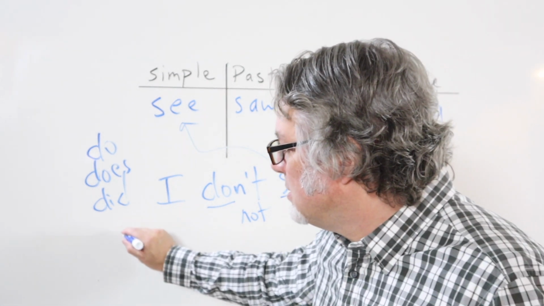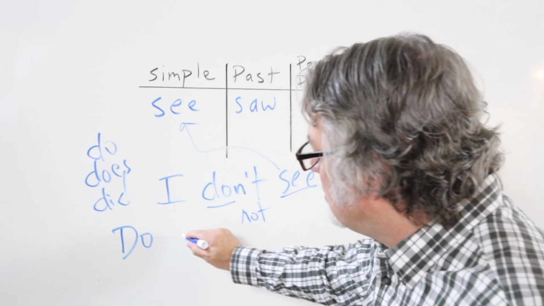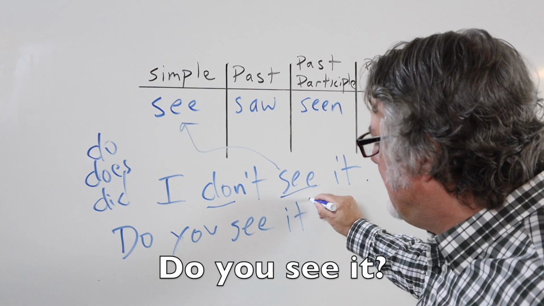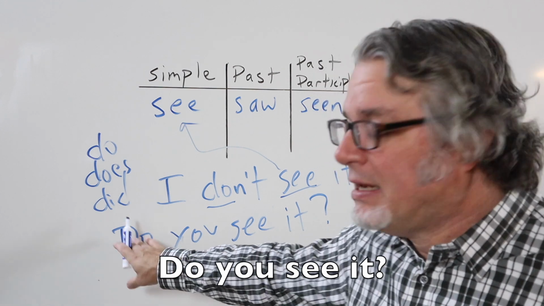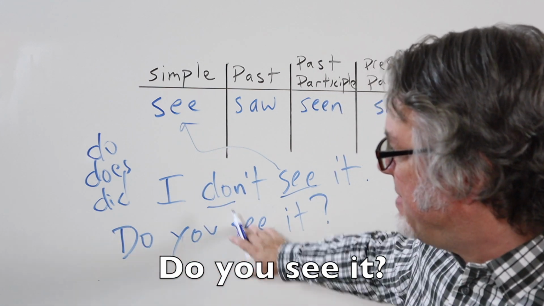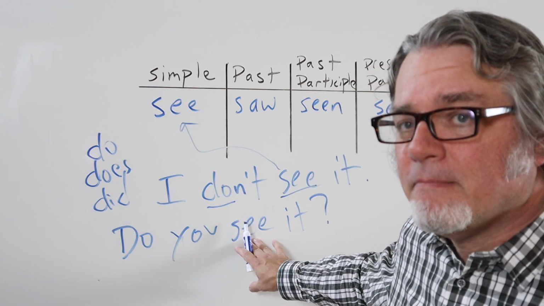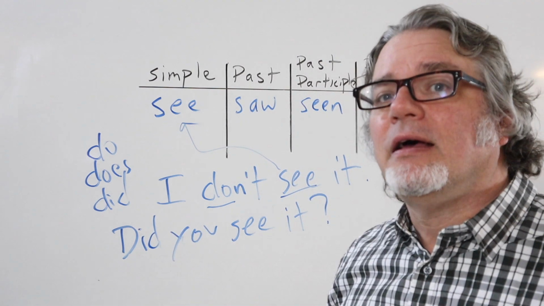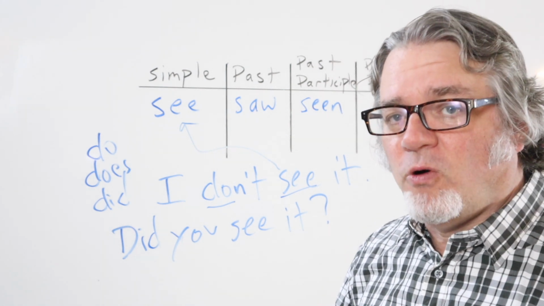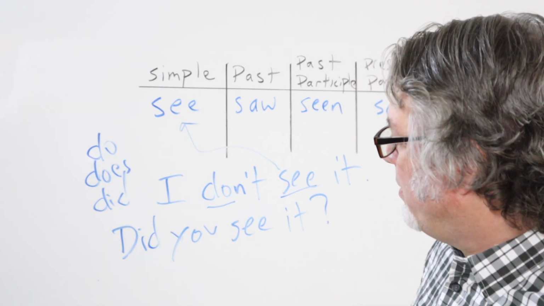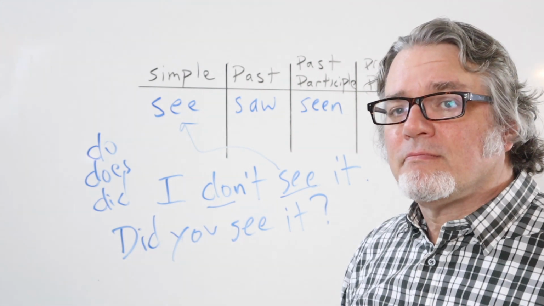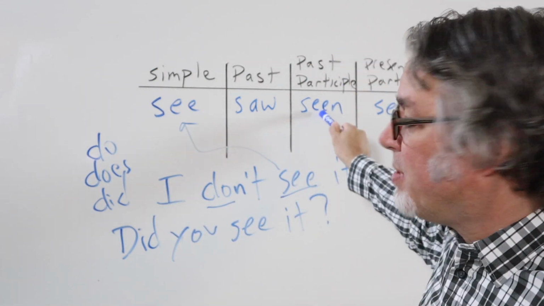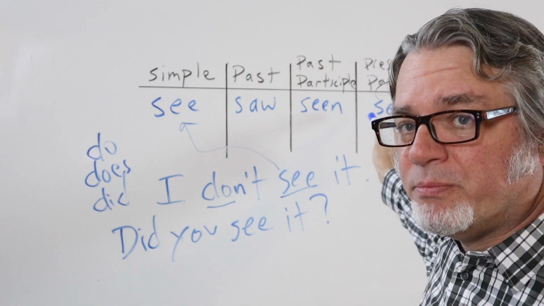To make a question, do, we'll use you as the subject, see it. Here's the helping verb, subject, and then here's the main verb in the simple form. To make it past tense, change do to did. That's all you have to do to form the present tense or the past tense. These helping verbs are not used with the past participle or the present participle.